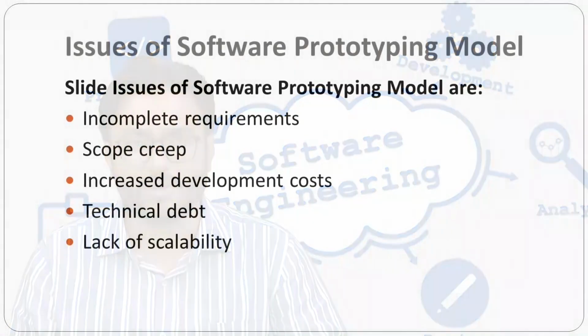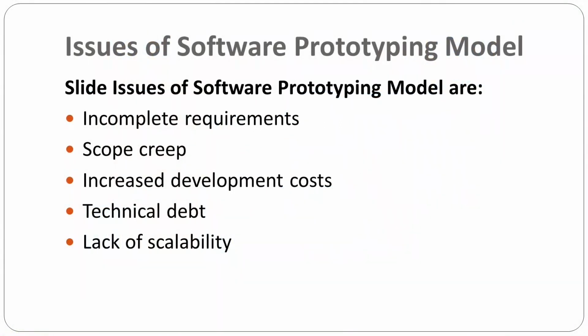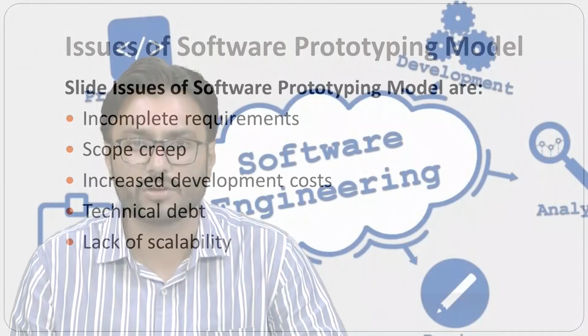Then next one is lack of scalability. Here the prototyping model may not be suitable for large or complex software projects. This is because the focus on rapid prototyping and user feedback may not be sufficient to address the complexities of a larger project. So here imagine trying to use a small recipe to cook for a big party.